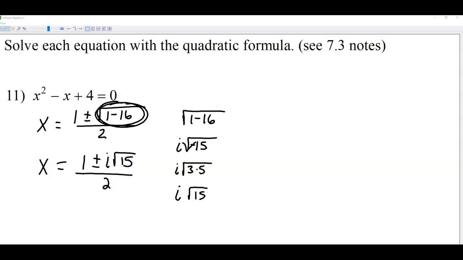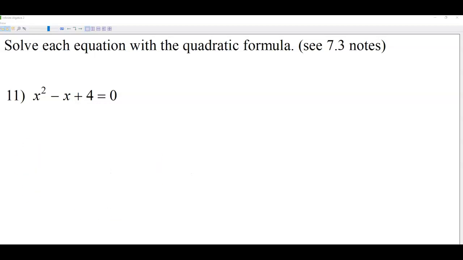The next thing you can do, if possible, is reduce. Now, I cannot, and here's why. You can only reduce if this number and this number have something in common that they can be divided by, but they don't. So we'll just leave our answer like that, and that's as good as our answer gets.